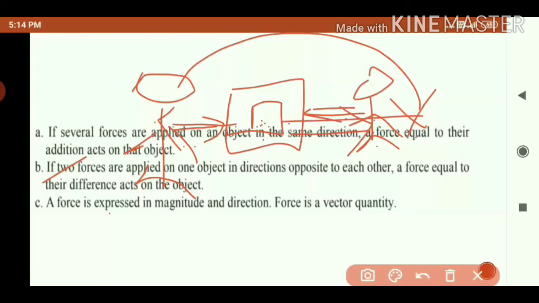Means if several forces are applied on an object in the same direction, a force equal to their addition acts, and if two forces are applied on one object in opposite directions to each other, a force equal to their difference acts on the object.